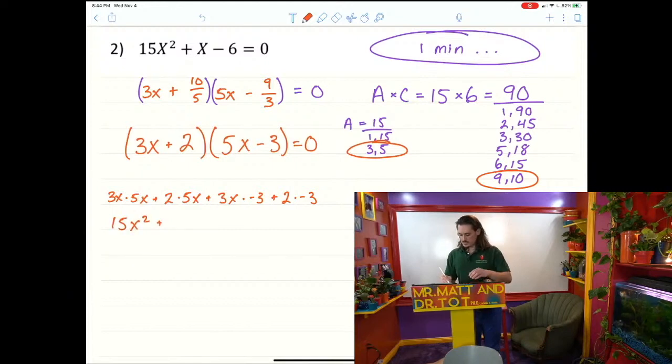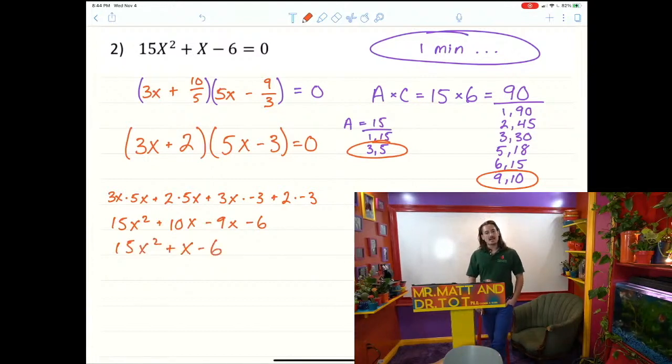Okay, so looking at this guy, let me just finish simplifying here. Okay, so looking at A times C, A here is 15 and C is negative 6. We're not really concerned about the negative when we're talking about the factors though. So A times C, or the absolute value we could say of A times C, is 15 times 6, which is 90. I listed out the factors of 90 there: 1 and 90, 2 and 45, 3 and 30, 5 and 18, 6 and 15, and 9 and 10.